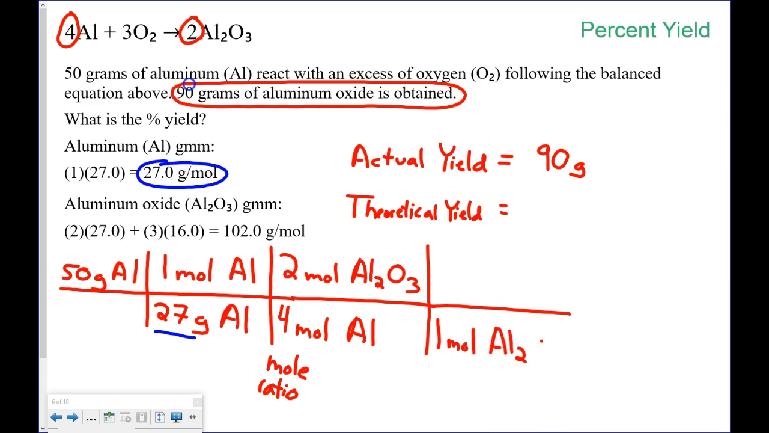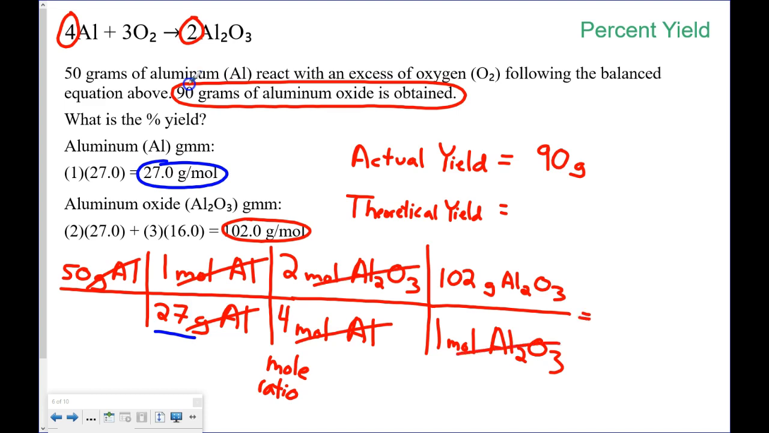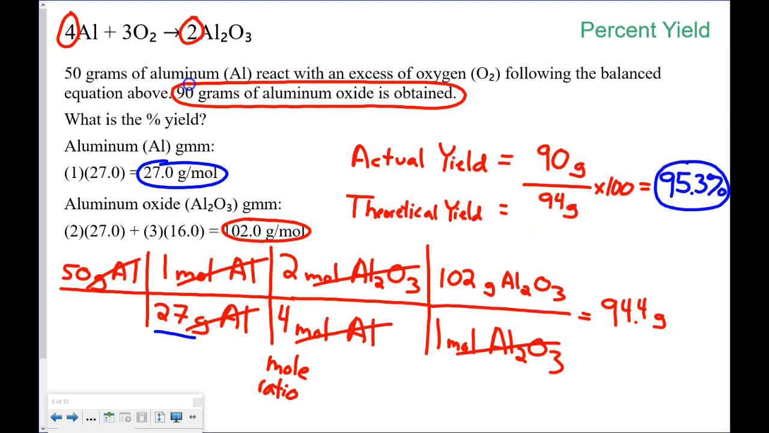Now from here, I am going to convert that into grams. So here I'm going to use the gram molecular mass of aluminum oxide, 102 grams. Once I've gotten all that, I can cancel out all of those, leaving me just with grams of aluminum oxide, and that's going to give me 94.4 grams. I'm going to compare that to my theoretical yield. The way I get percent yield is my actual divided by theoretical times 100, which is going to give me 95.3% yield for this equation.